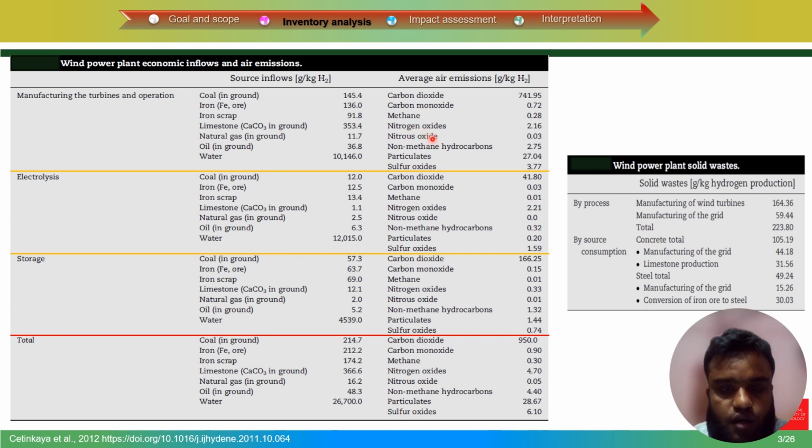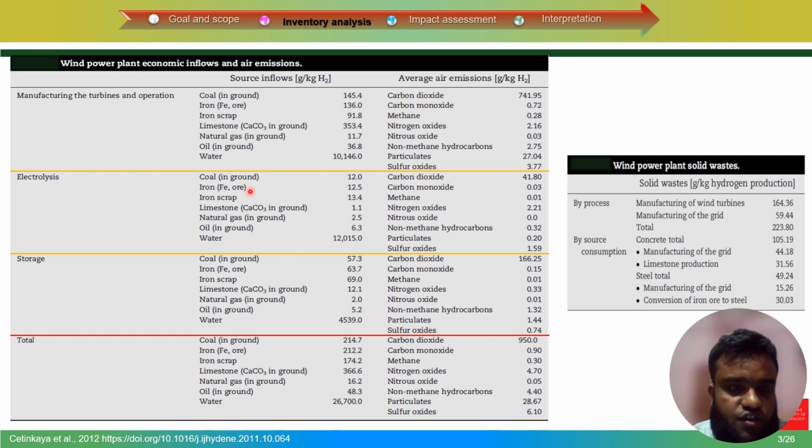Okay. So now we can calculate or collect the data, like if you use this amount of resources, what are the amounts of carbon dioxide, carbon monoxide, methane, and so on we will be generating for manufacturing 1 kilogram of hydrogen.